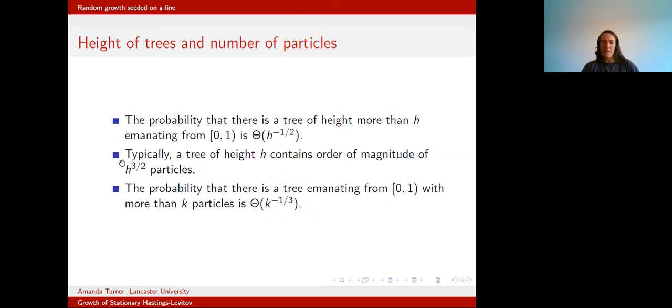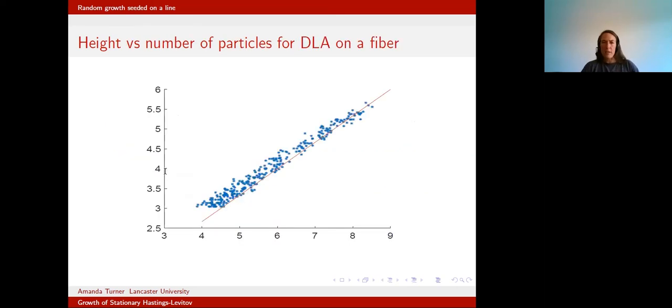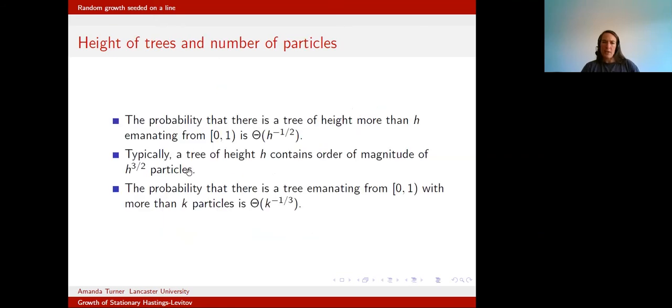So in particular, this second bullet point is what's been studied in the physics literature for DLA on the lattice. And so here's a simulation for DLA on the lattice. And what we've plotted here is the log of the number of particles against the log of the height, and the gradient corresponds exactly to this prediction.